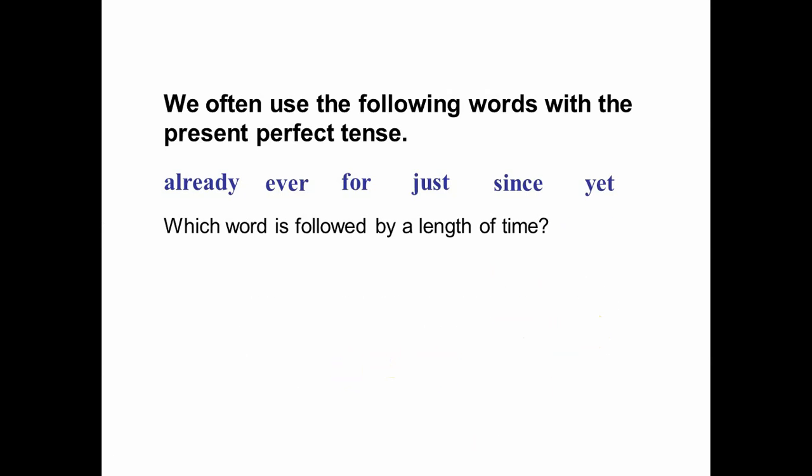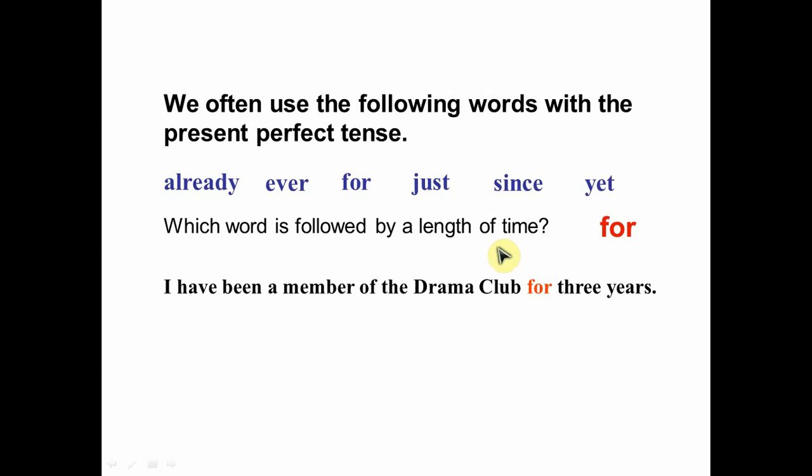Now let's guess. Which word is followed by a length of time? Excellent. For. For example, I have been a member of the drama club for 3 years. She hasn't written to me for a year.